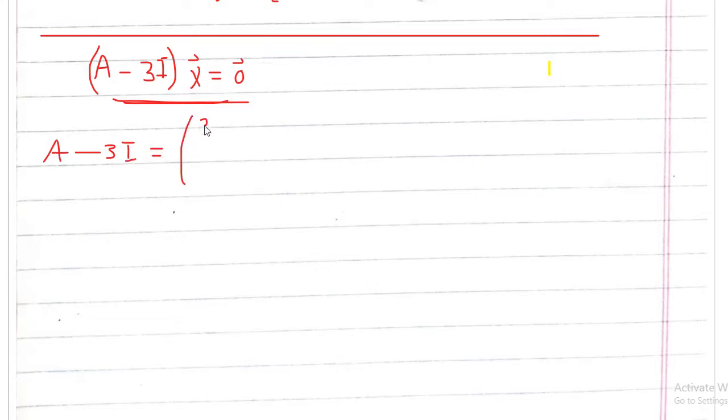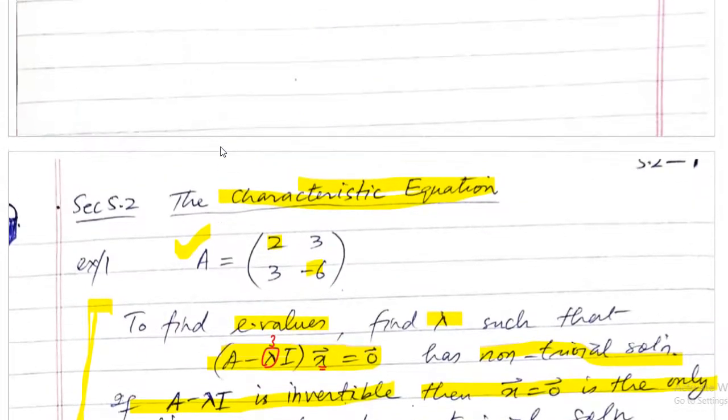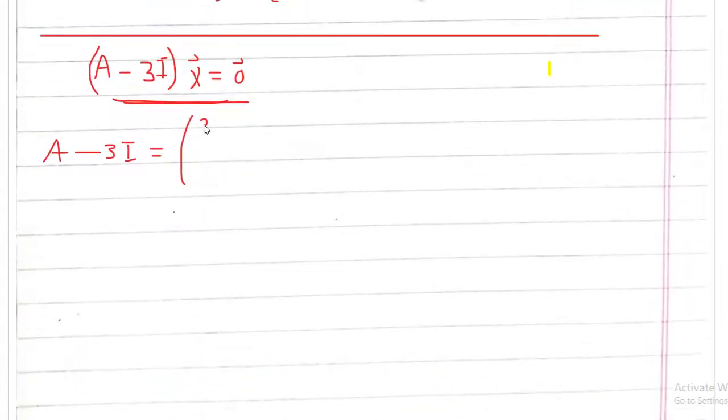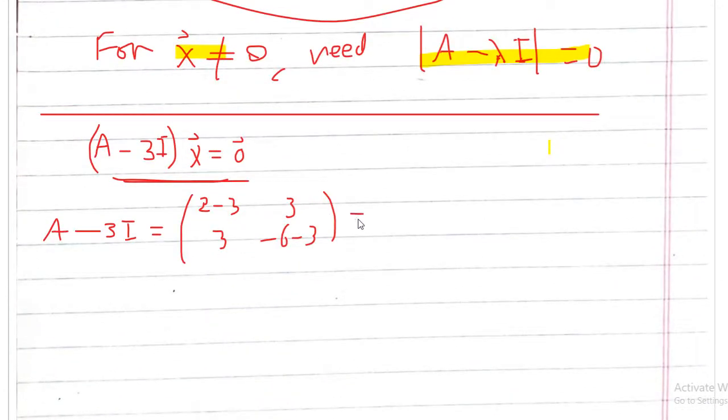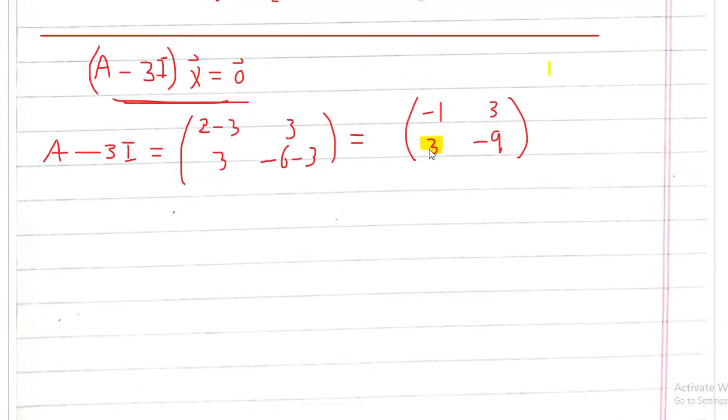What was the matrix? The matrix was 2 3 3 minus 6. So 2 minus 3, 2 minus 3, off diagonal do not change, 3 3, and minus 6 minus 3 is minus 9, right? So you get minus 1 3 and 3 minus 9. Now to get the echelon form, I need to make this 3 zero.